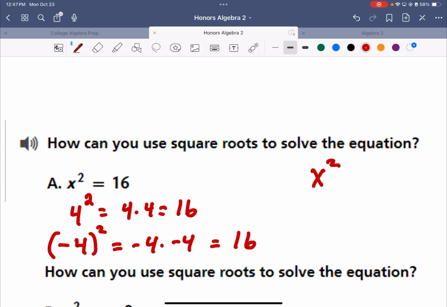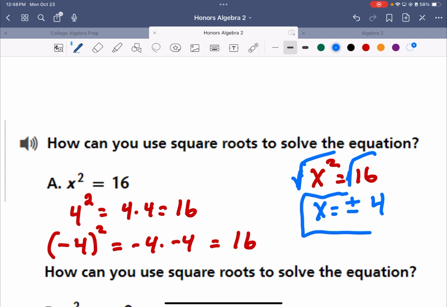Mathematically, to get rid of a square, you take the square root. Just like to get rid of multiplication, you divide. To get rid of division, you multiply. To get rid of squaring something, you take the square root. So realistically, we're just taking the square root of both sides. Keep in mind when you're doing that the answer is going to be both positive and negative 4 in this case. And the rationale as to why it's positive and negative 4 is really over there.